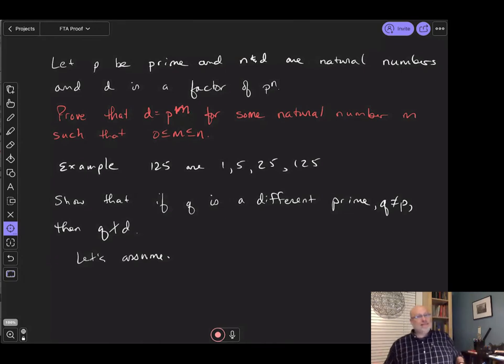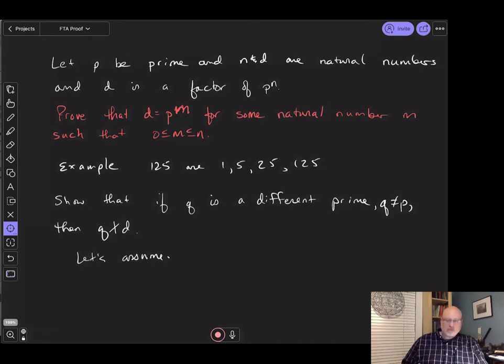So this is probably pretty obvious. If you have an intuitive sense of the fundamental theorem, that makes sense right away. But let's talk through it. Let's consider an example first. I can look at 125, and there are only 4 possible factors: 1, 5, 25, and 125. So 5 is P, and we get P to the 0, P to the 1, P to the 2, P to the 3. Five in each of those cases is the prime number we're looking at. That gives us an example of how it sets up.